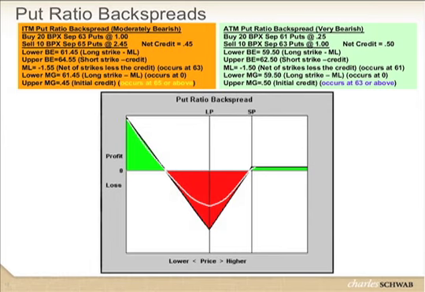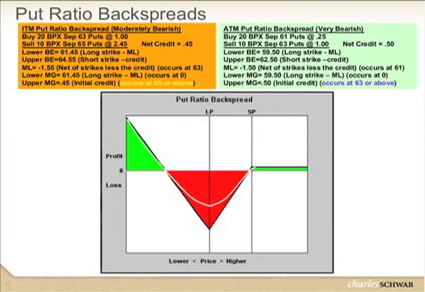And the maximum loss occurs when I'm in that red zone, when I'm in between those two break-evens. So we'll calculate the break-evens. The long strike minus the max loss, which is 61 minus $1.50. That puts our lower break-even at 59.50. And the short strike minus the amount of the credit, which is 63 minus 50. That puts our upper break-even at 62.50. So I've got a zone there between 59.50 and 62.50 where I don't want to be.